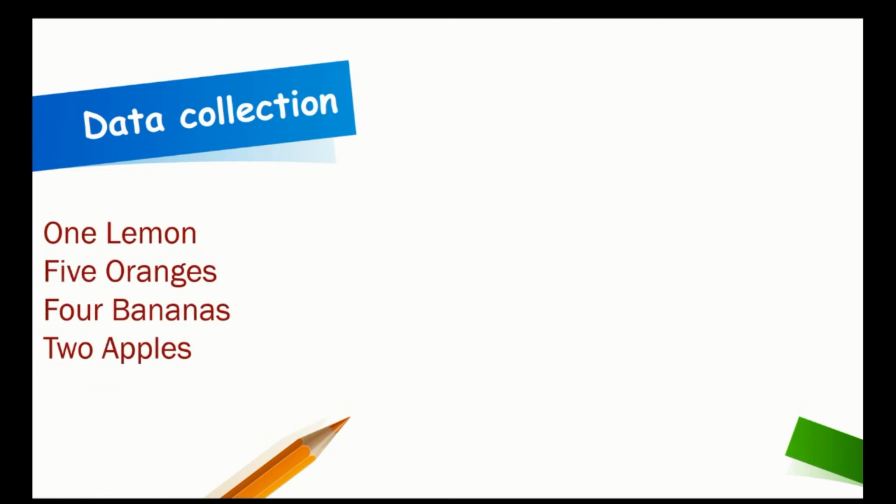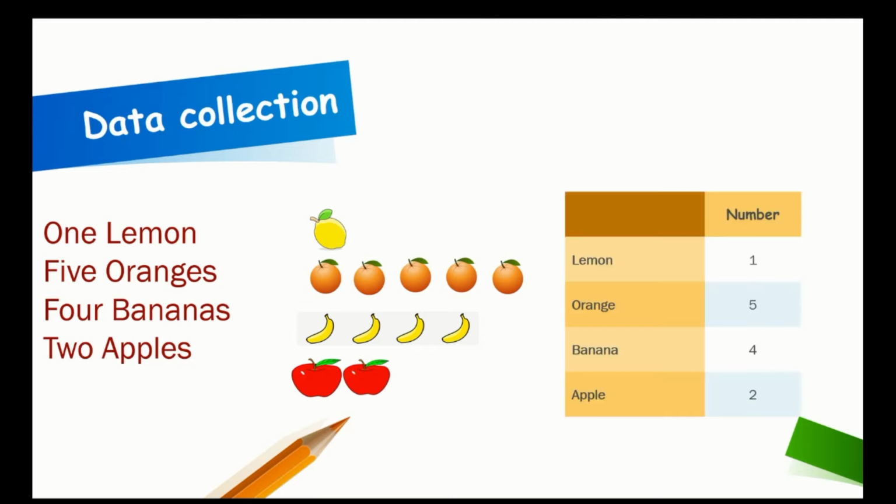So let's take a look at the data that we've collected. We could write the data down in a list like this, saying 1 lemon, 5 oranges, 4 bananas, and 2 apples. Or we could represent the data as pictures, with again 1 lemon, 5 oranges, 4 bananas, and 2 apples. Or what we typically do within engineering and mathematical applications is we'll create something called a data table. And then the data table will include the name of the item that we're looking at and the numbers of items we currently have.